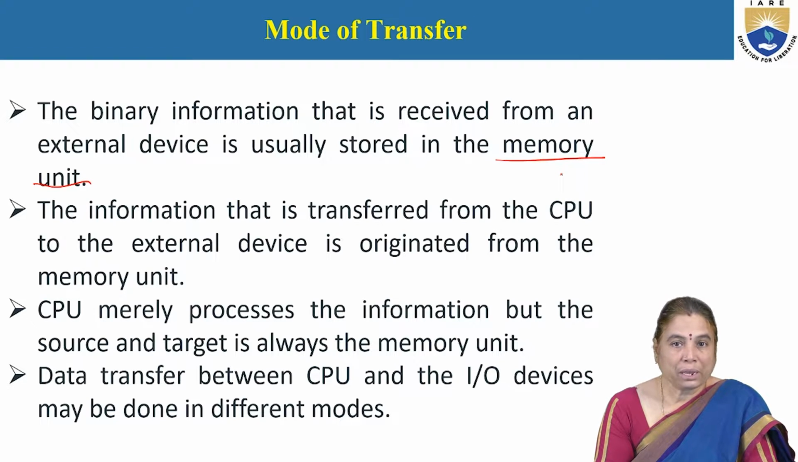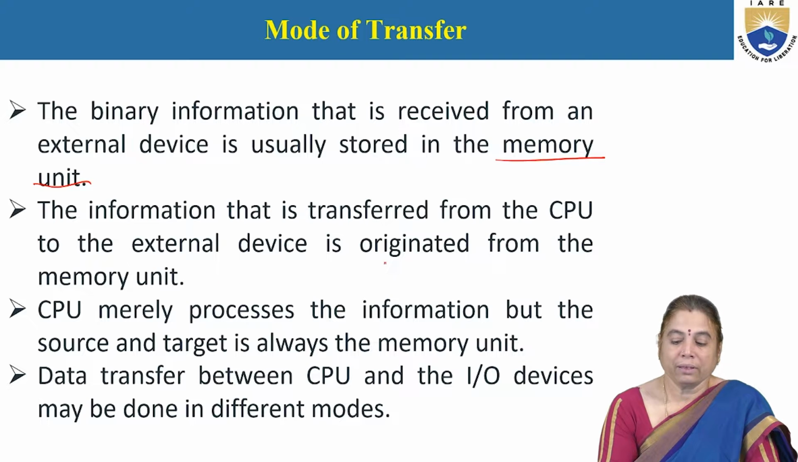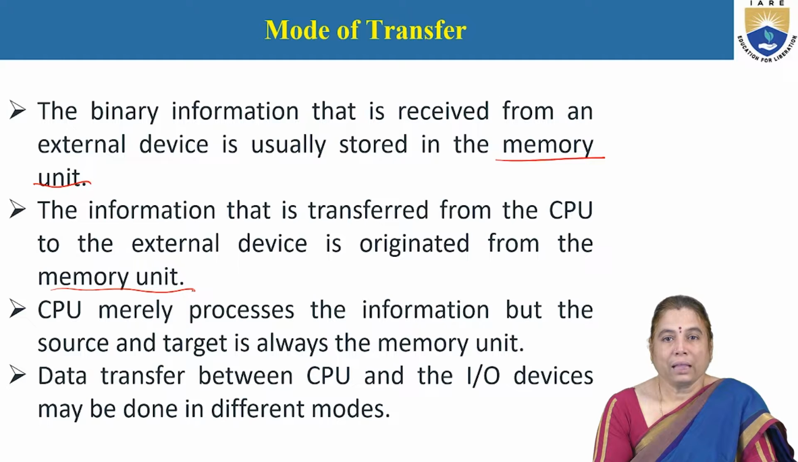The information that is transmitted from the CPU to an external device originates from the memory unit. So with the help of the memory unit only, the data transmitted for the input unit as well as for the output unit can be originated. Here the memory unit supports two basic operations, that is read and write operations.